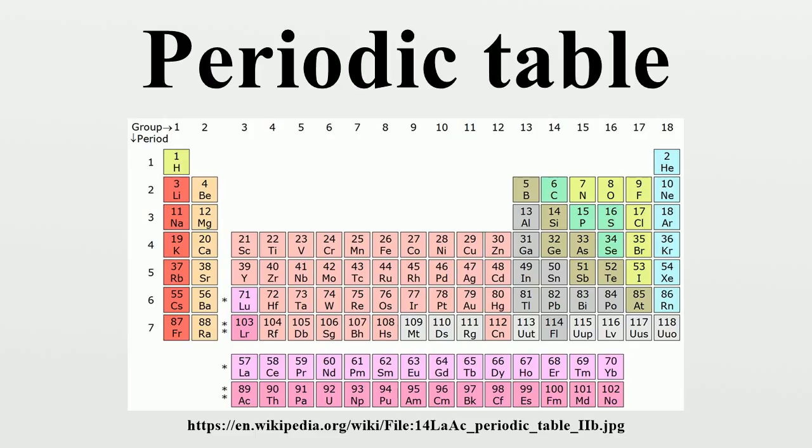Grouping methods. Groups. A group or family is a vertical column in the periodic table. Groups usually have more significant periodic trends than periods and blocks, explained below.